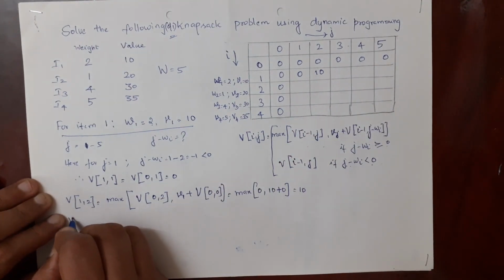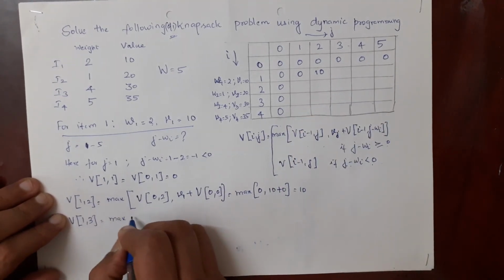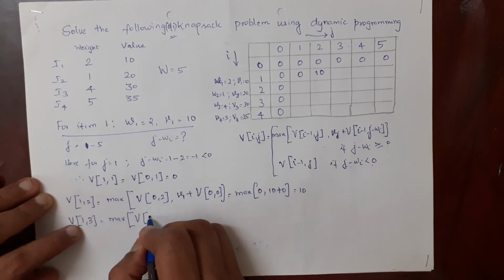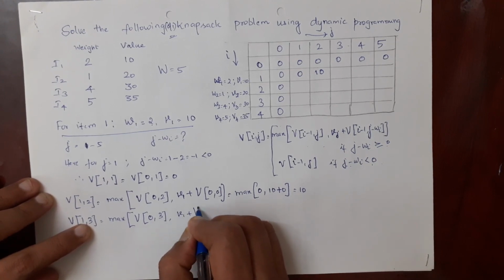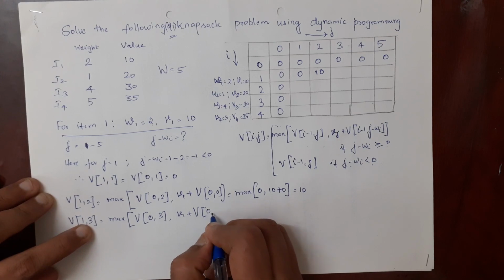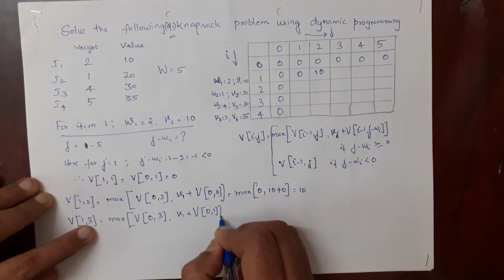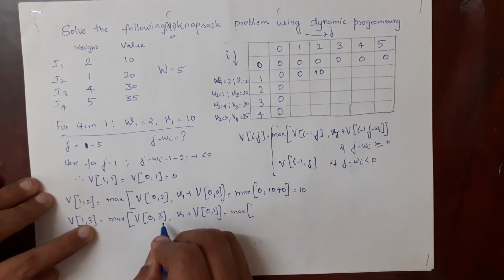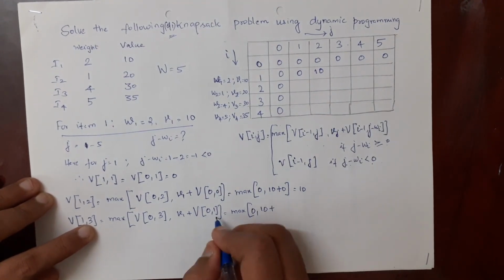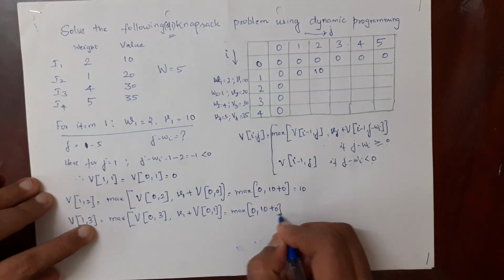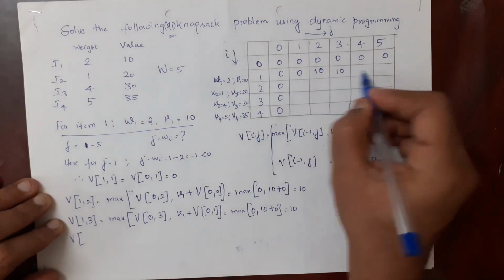Next we have to find V of 1 comma 3. For this we take the maximum of V of i minus 1 comma j, that is 0 comma 3, or the value of this item v1 plus V of i minus 1 comma j minus w_i, where j is 3 minus w_i which is 2, giving 1. That is the maximum of 0 comma 3, which is 0, or the value 10 plus 0 comma 1, which is 0. Which one is maximum? 10. We'll fill this entry with 10 here. Next we have to find 1 comma 4.